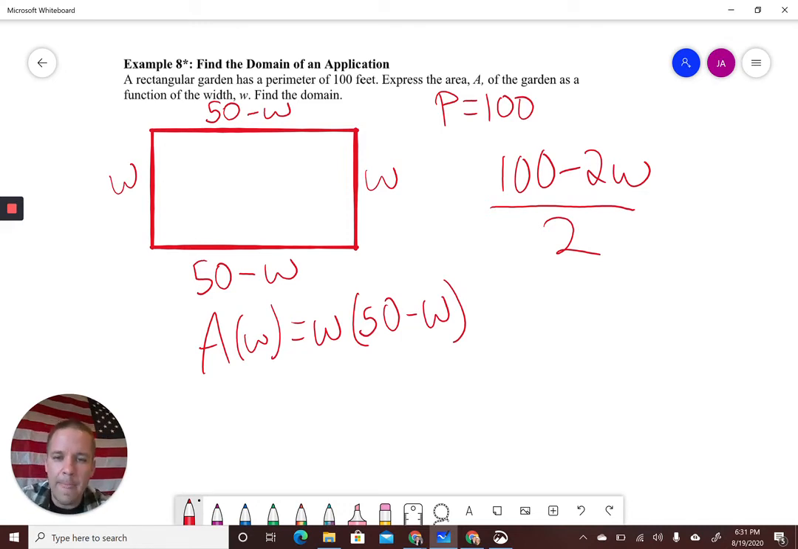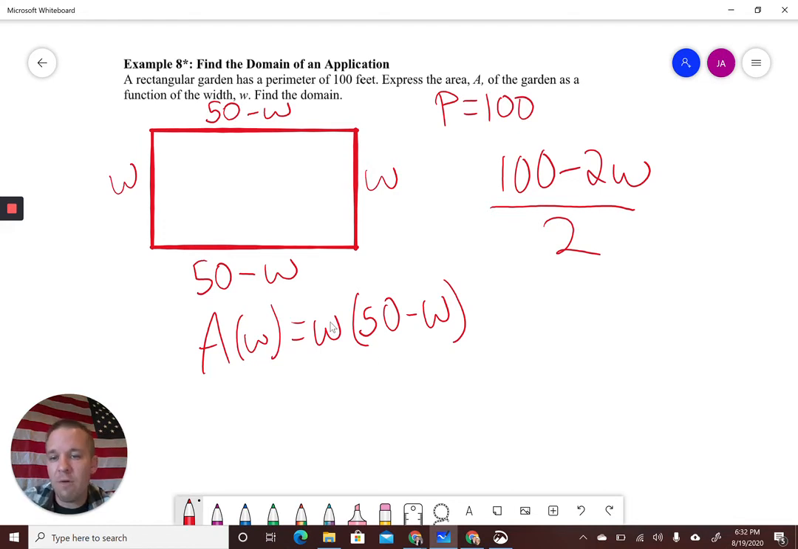All right. So let's look at this here. What's my domain? In this case, if this was just a normal function, we could have anything we want. This is just a quadratic function when you distribute that W. And as we saw before, the domain of a quadratic function is all real numbers. But can we really have all real numbers in the context of this problem? Could I have a width of 0? No, that would not make sense. That wouldn't be a rectangle, right?